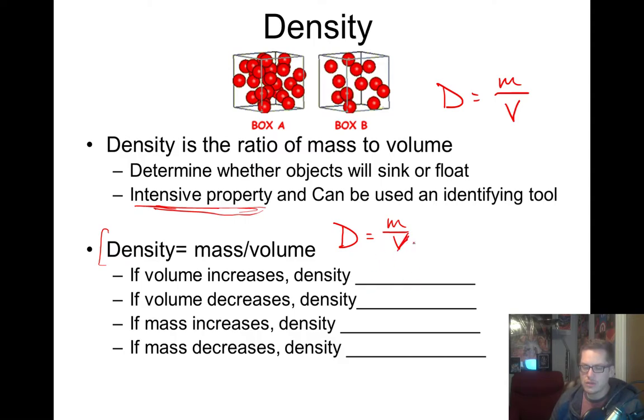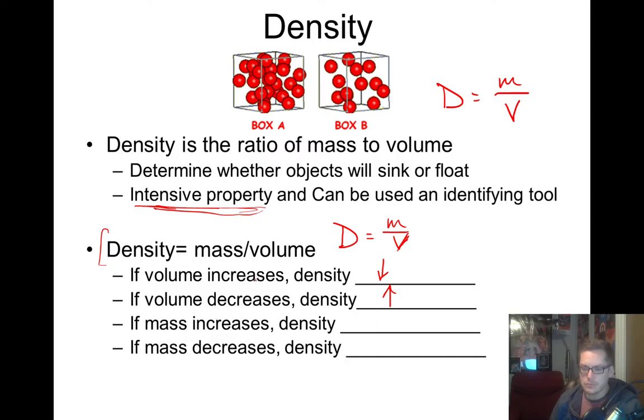So if volume increases, that means our denominator down here is going to be getting bigger, which means we're dividing by a bigger and bigger number, which means this whole number is going to get smaller. So therefore our density is decreasing. Okay, so if our volume decreases, what happens to our density? Well, if our volume decreases, that means we're dividing by a smaller and smaller number, which means this whole thing gets bigger. So that means our density is going to increase.